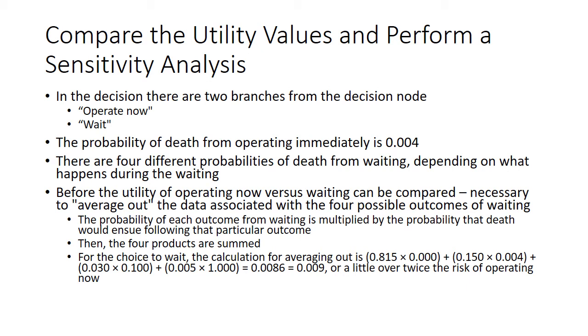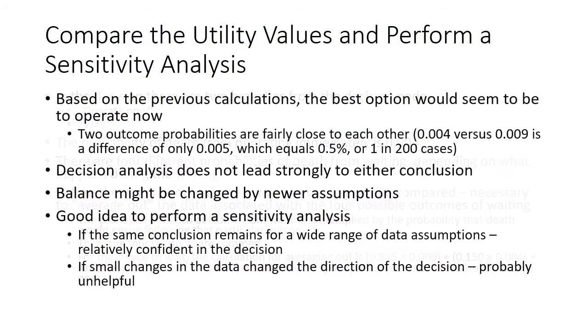So, very likely they would be asymptomatic, very unlikely that they would develop cancer, even though that was much more likely to cause death. So what you could do is average that out by including the probability of that outcome multiplied by that probability of death, and then averaging out those 4. If you did that, you would end up with this 0.009, which means that if you decided to wait, you'd have a little over twice the risk of death than operating now, based on the chances those patients undergo any of those 4 outcomes. And so based on those previous calculations, you may think the best option would be to operate now, right? Because again, it has a lower chance of death.